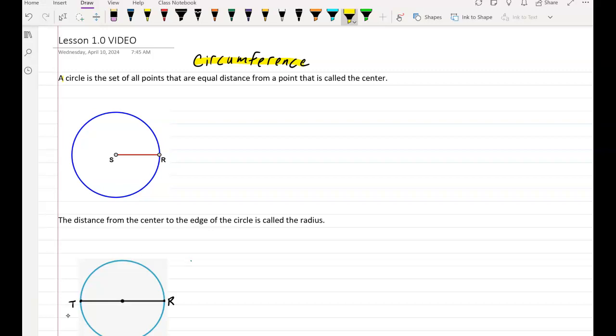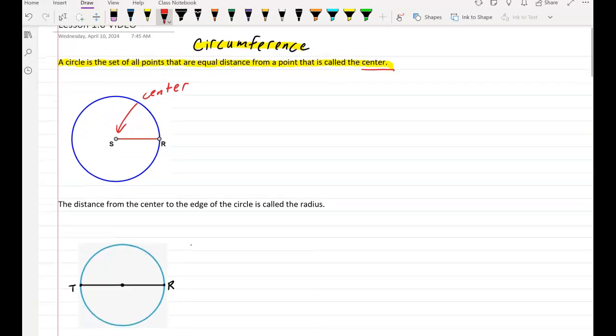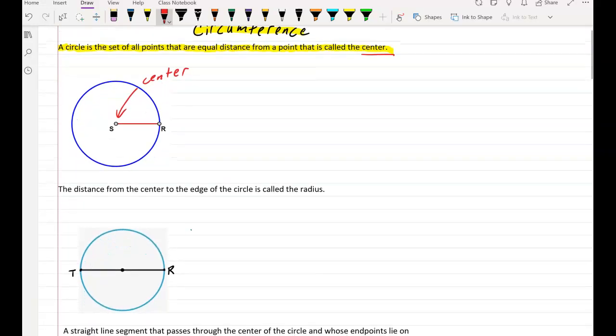Let's start by defining what a circle is. A circle is the set of all points that are equal distance from a point that is called the center. In this case, S is the center of our circle. And that's what a circle is, the set of all points that are equal distance from that point.